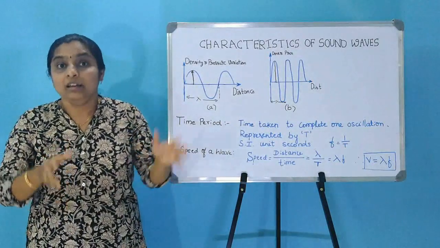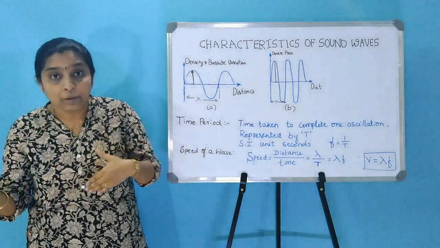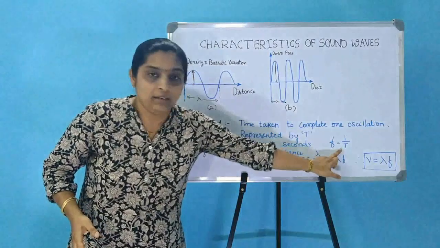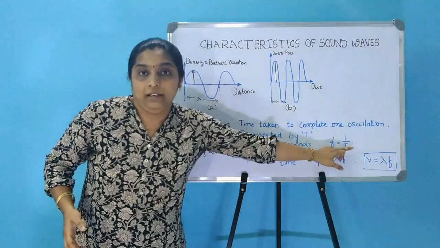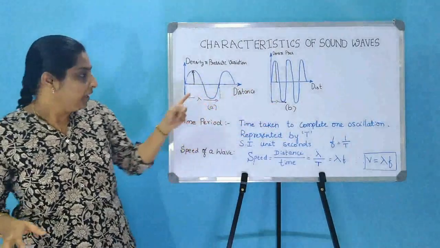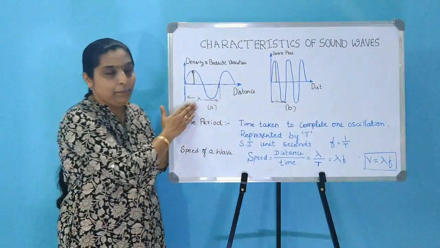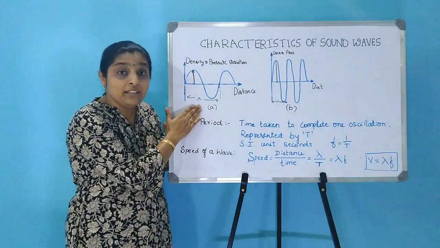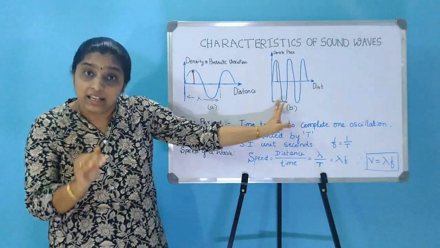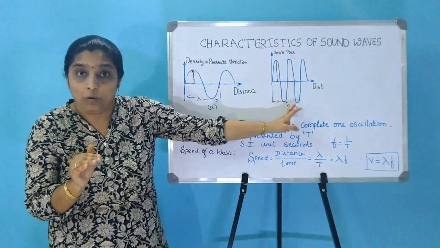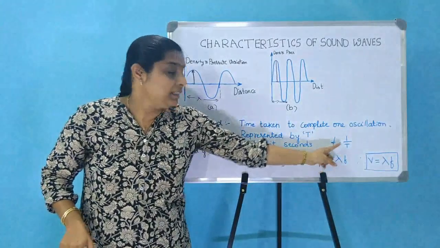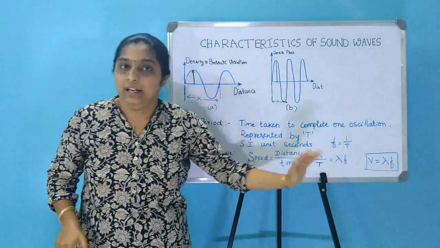This shows that frequency is inversely proportional to time period. We can observe the same thing in these two graphs also. In the first graph, time period is more, but frequency is less. In the second graph, time period is less, but frequency is more. I think this is clear now. What is the relation? Frequency is inversely proportional to the time period.